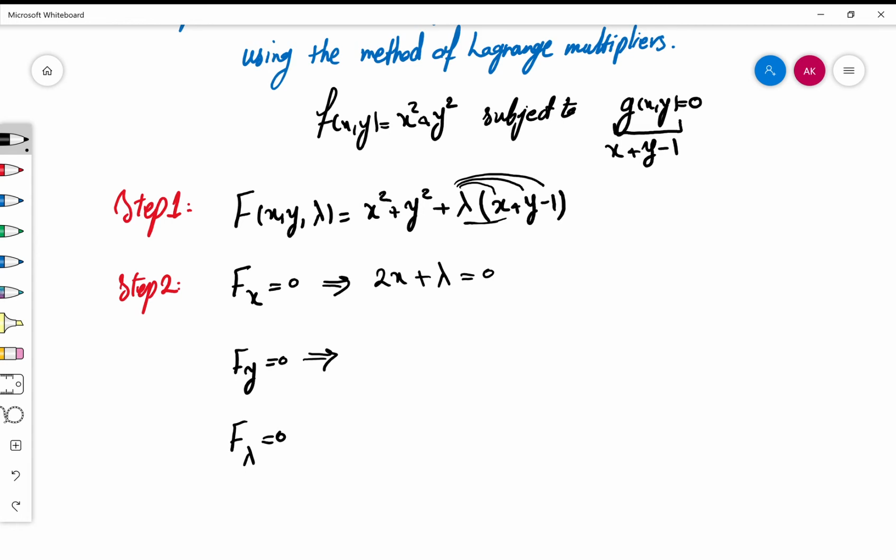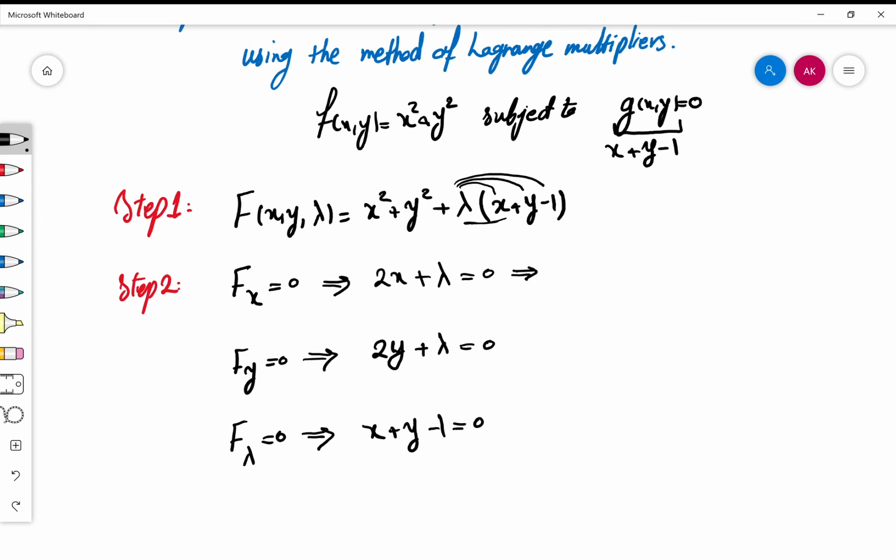For y, it means 2y plus lambda again equals 0. And f_lambda is just this piece. You remember, f_lambda equal to 0 always gives us the constraint. Now we need to solve this. I have three equations to solve. What you need to do is use the first two and write lambda in terms of x and y.